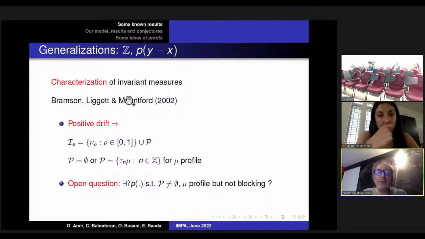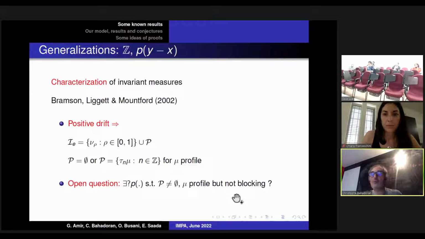And so a lot of things are known, but one of the main open questions, for instance, is: are there cases where there exists a profile measure which would not be a real blocking measure?